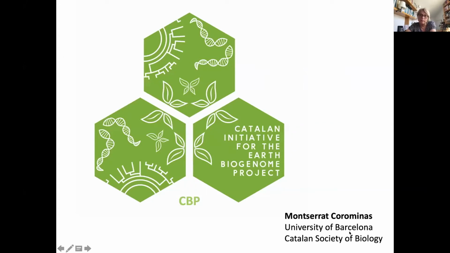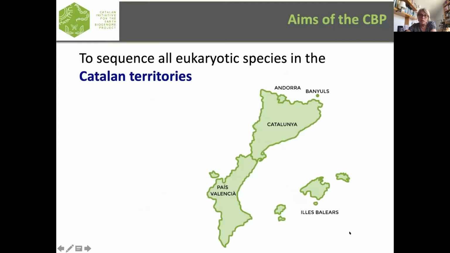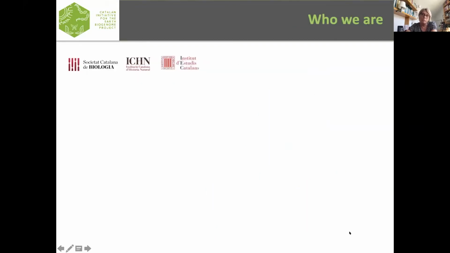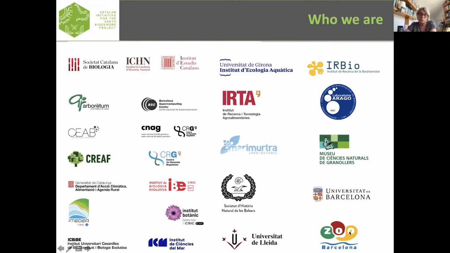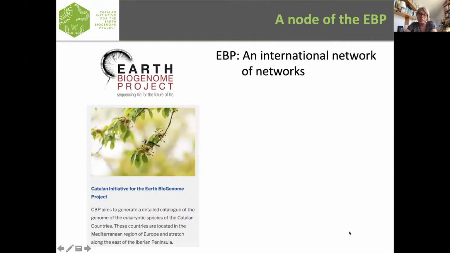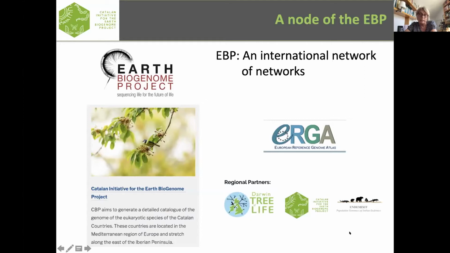So thank you. I would like to briefly introduce the Catalan initiative for the Earth BioGenome Project, the CBP, which aims to sequence all eukaryotic species in the Catalan territories. This initiative was initially driven by the Institute of Catalan Studies and 2 of its societies, and it is mostly funded by the Institute of Catalan Studies. But we now have more than 20 official partners of institutes and research centers, and close to 100 members. We are an affiliated project of the Earth BioGenome Project, which means that we are a node for this international network of networks. And as Anna said, we are one of these regional partners, as you can see at the bottom.